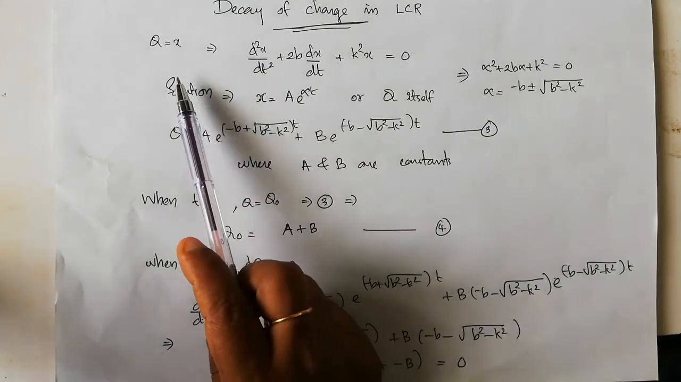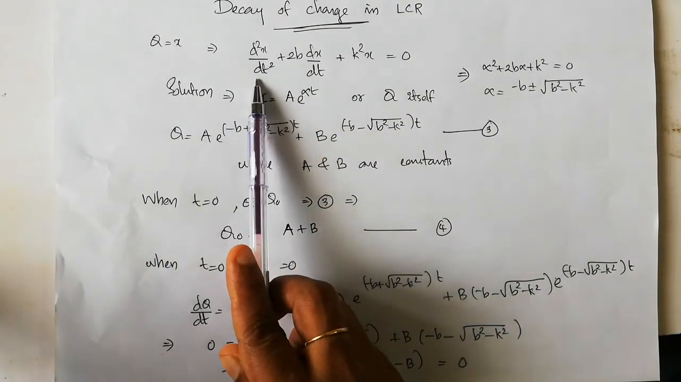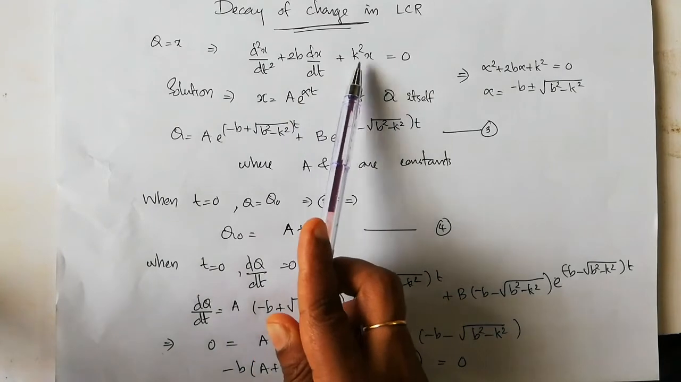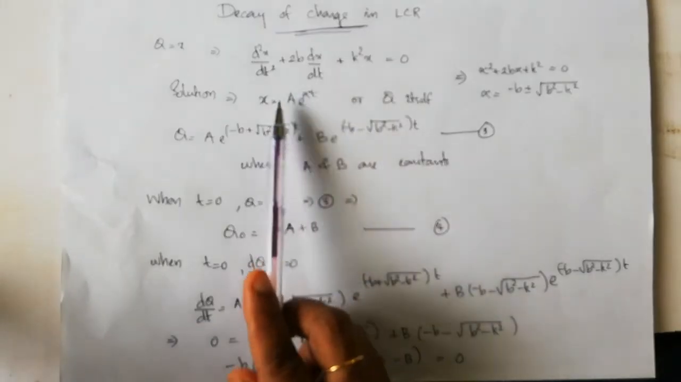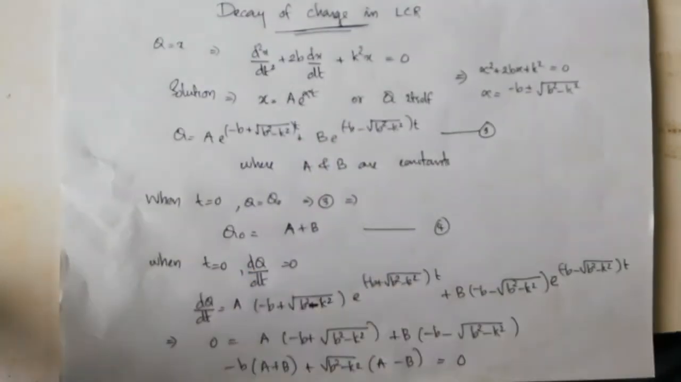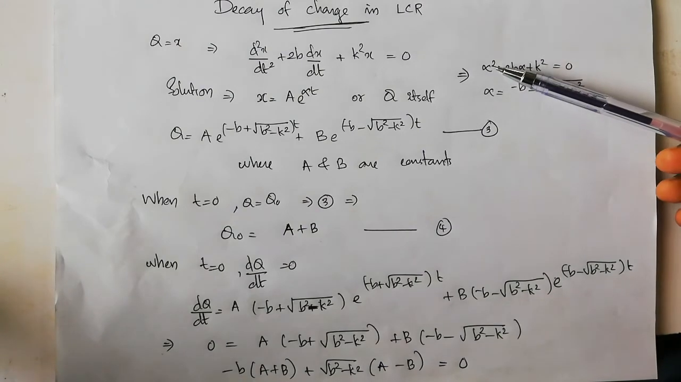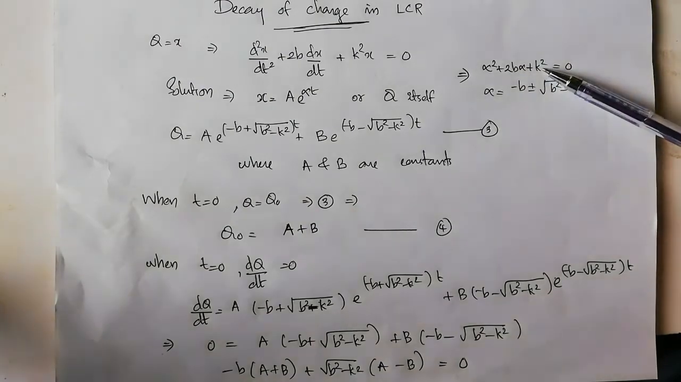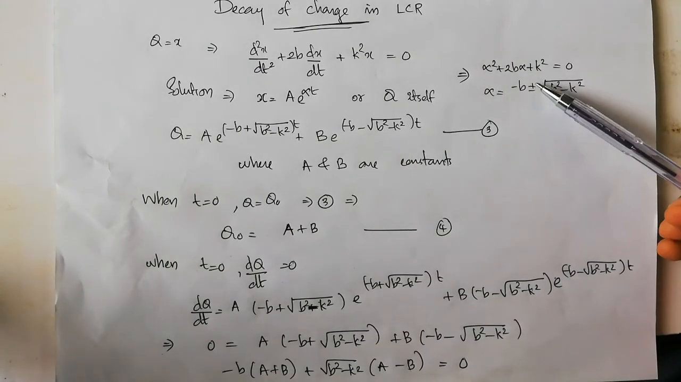Now, as in the previous case, we can substitute Q = x, so d²x/dt² + 2b dx/dt + k²x = 0. And we have the solution of such an equation as a e^(αt). Then by substituting for d²x/dt² and dx/dt, we can write it as α² + 2bα + k² = 0, for which we have the solution α = −b ± √(b² − k²).